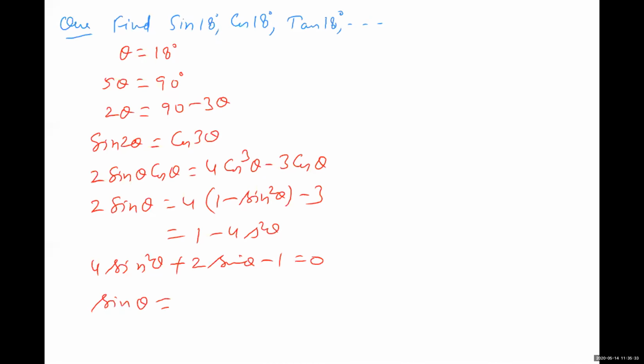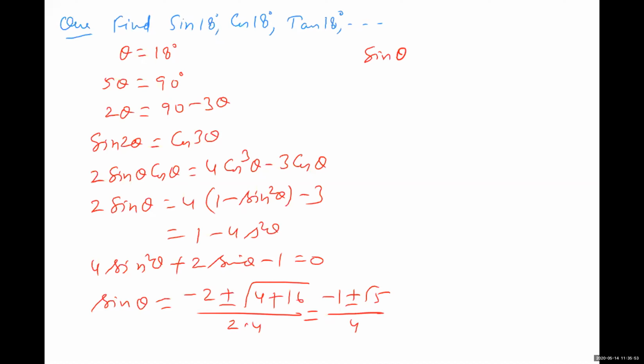Sin theta is equal to minus b plus minus under root b square minus 4ac upon 2a. So this is equal to minus 1 plus minus under root 5 upon 4. So two values are coming. Sin theta is equal to under root 5 minus 1 upon 4 or minus under root 5 minus 1 upon 4.